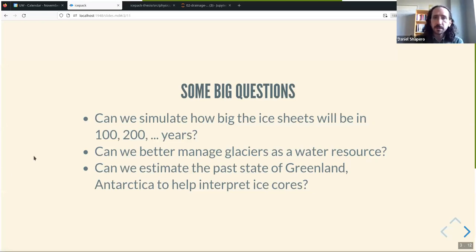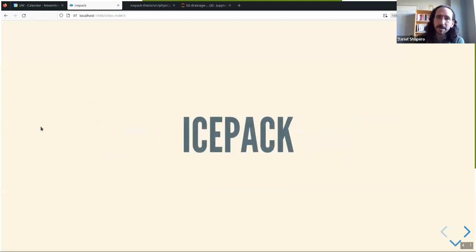And a lot of the people here at UW work on paleoclimate and paleoglaciology. So how can we use our understanding of ice flow to get a better idea of what we're seeing in the ice core record? Okay, so where do I come into this?